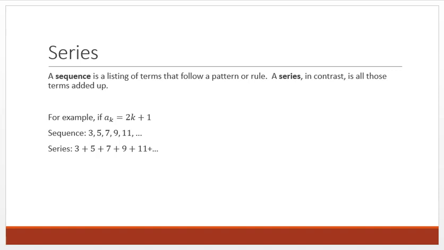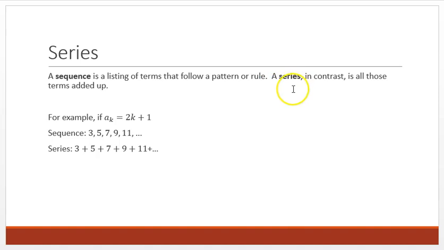So the difference between a sequence and a series is that a sequence is just the listing of those terms. So we've already learned, for example, this explicit rule creates a sequence. If you plug in k equals 1, you get 3. If you plug in k equals 2, you get 5. If you plug in k equals 3, you get 7, etc. So you can create a sequence of numbers by plugging in bigger and bigger numbers for k. So a pattern has been created, and that's the sequence.